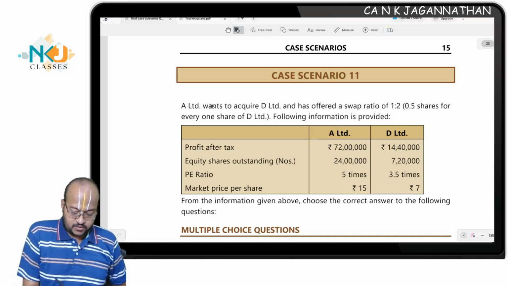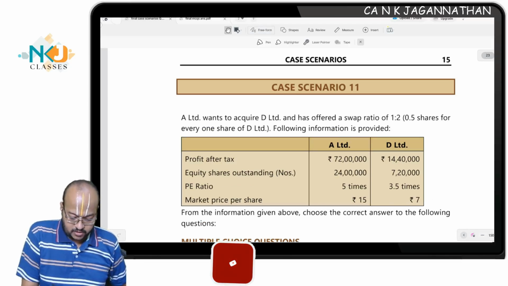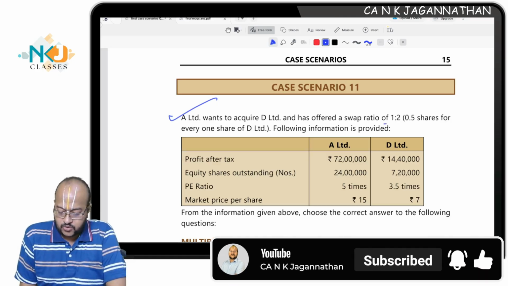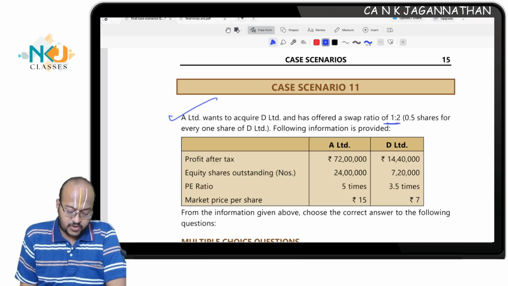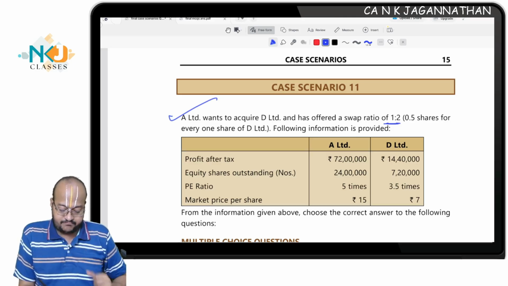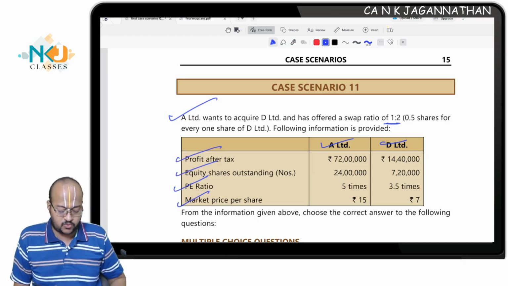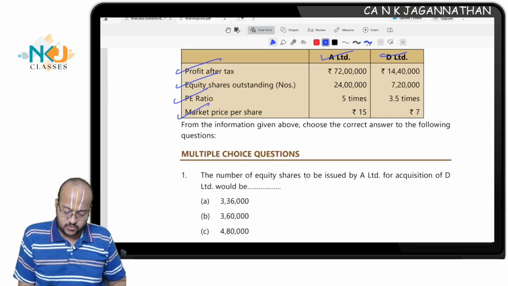So let us continue with case scenario number 11. A Limited wants to acquire D Limited and has offered a swap ratio of 1:2, 0.5 shares for every 1 share of A Limited. The following information is provided: A Limited and D Limited, PAT given, equity shares outstanding, PE ratio and P is given. Routine computation. I don't think there should be any issue here.